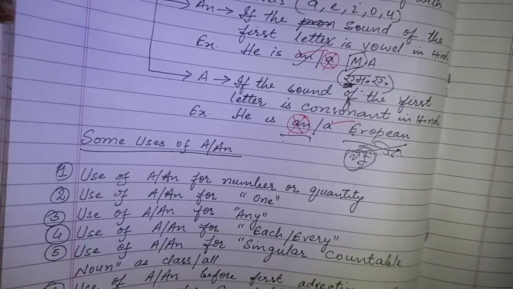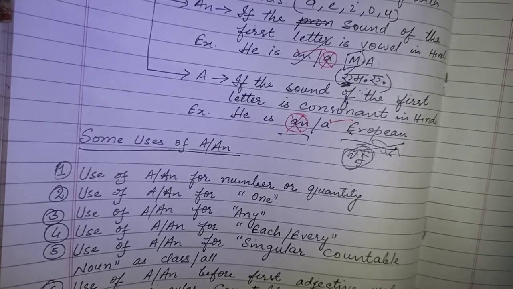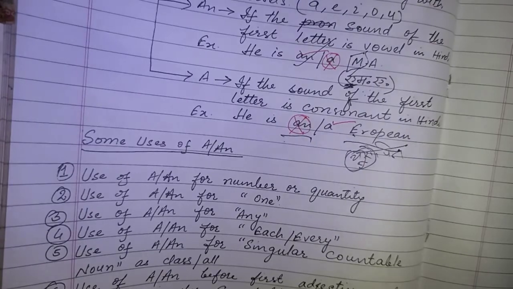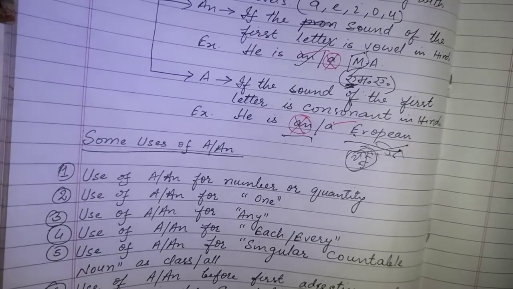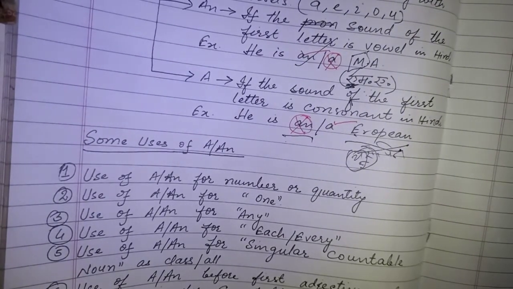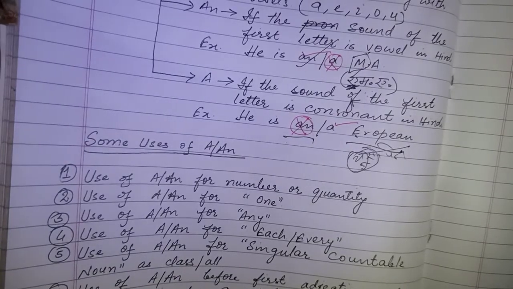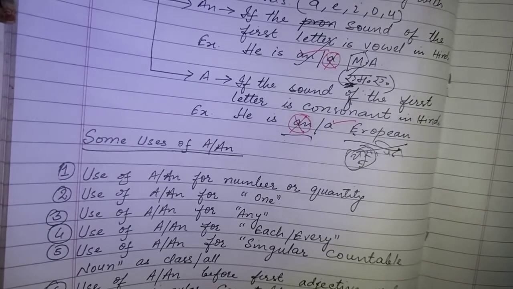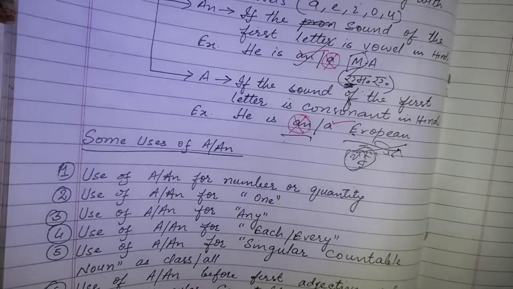Now the third use of a or an is in the sense of any. Whenever you have to say that you are using it as any in a sentence, then also a or an is used. For example, there is a boy. Once there was a king. So it's in a sense of any.